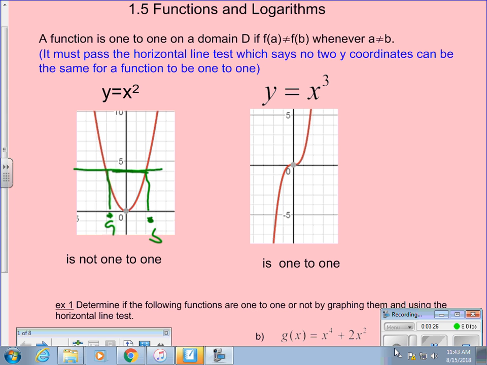And you can see the second one does pass the horizontal line test. Every x has a unique y to go with it. And that's the point. Every x has a unique y.